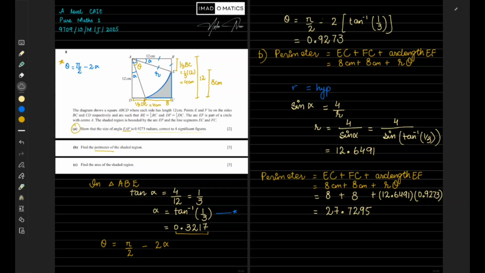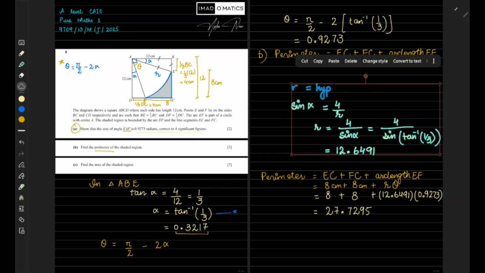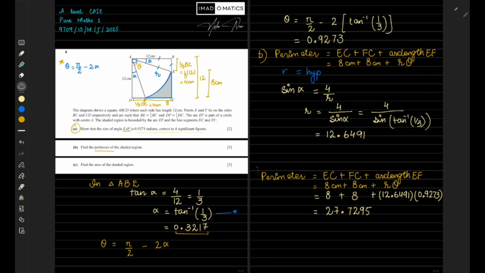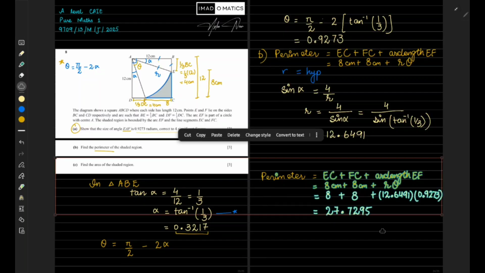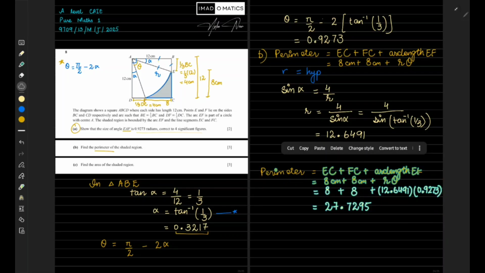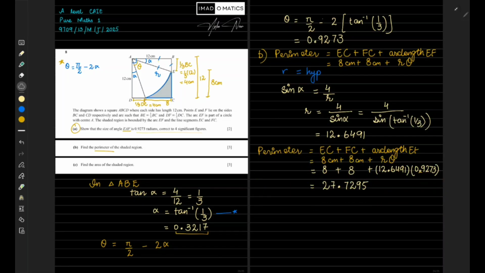Now let's do part C, and part C says now find the area of the shaded region. How can we find the area of the shaded region? You can see this is your whole square. If you subtract this sector out of the square and these two triangles, you will be left with just this shaded part. So this is how you can find it.